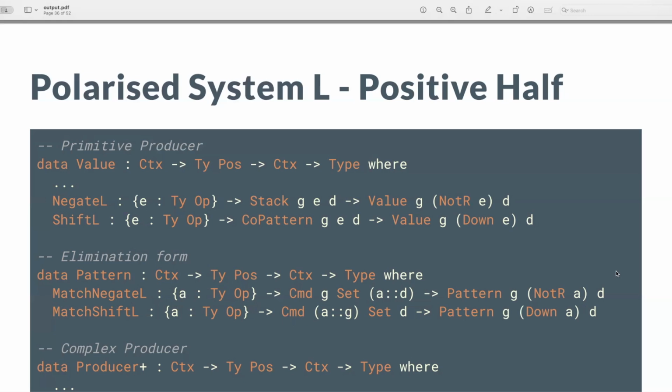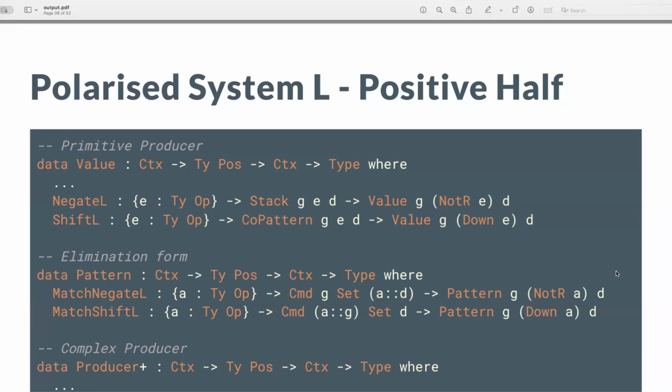However, shifts change between a co-pattern, which remember is a negative producer, and a value. The value is a positive primitive producer. So we've done two things. We've shifted from positive to negative, but we've also shifted the primary chirality. Because in the world of co-patterns, the primary chirality is the stacks. Things are driven by consumers. In the world of values, the primary chirality is the producers.